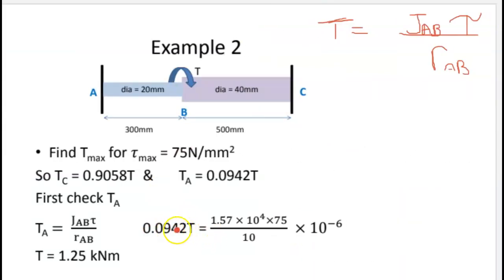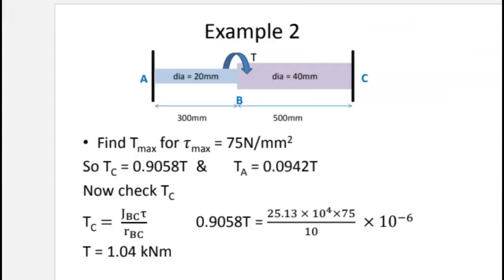Now I need to find out the T. To find out the T, what I can do is pick this whole thing up, put it down there, and divide it. When I put this in the calculator, that will give me an answer of 1.2 kilonewton meters. That will be the answer. The answer you will get is 1250, but you can convert it into kilonewton.